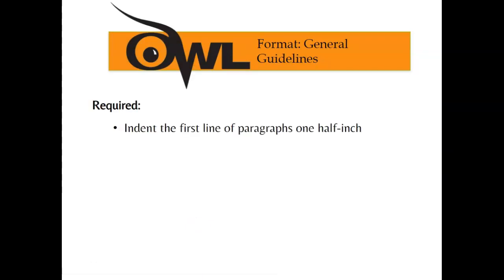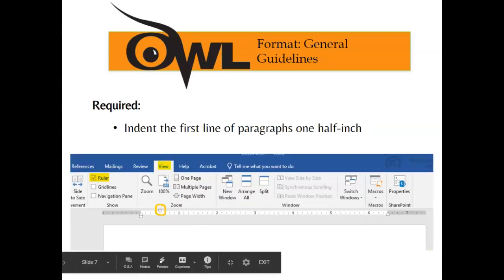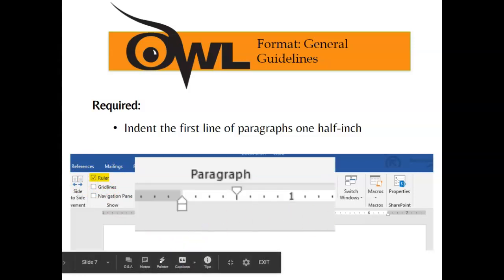To do this, you need to be able to see the ruler. So click the View tab and check the ruler box. On the ruler, move the top half of the guide to the mark halfway between 0 and 1. Here's a close-up of what your ruler should look like.